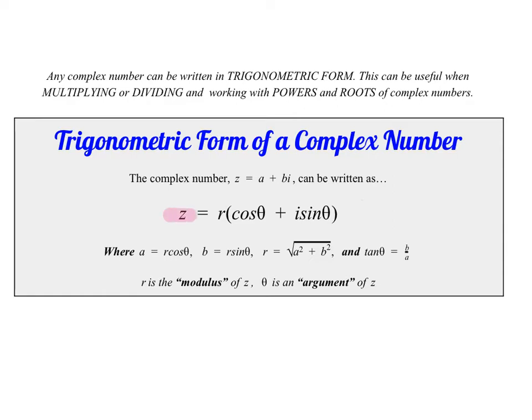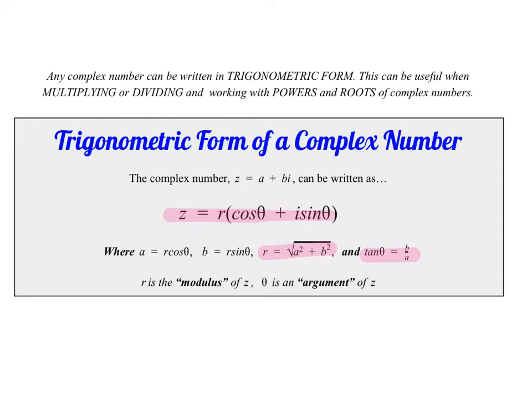It's always going to be this nice formula, r times the cosine of theta plus i sine of theta. So really you only have to find two things. You have to find r, which is just the modulus of z. Essentially it's just the square root of a squared plus b squared, which we talked about in a previous lesson. And then you just have to find theta. You can find theta by setting up a simple trig ratio using tangent. So tangent of theta is b over a.